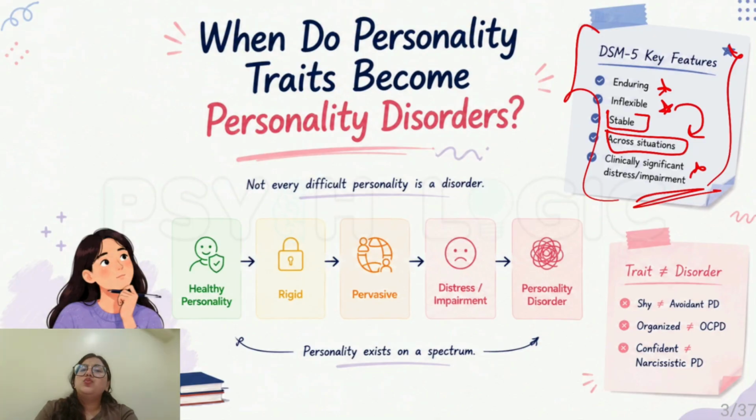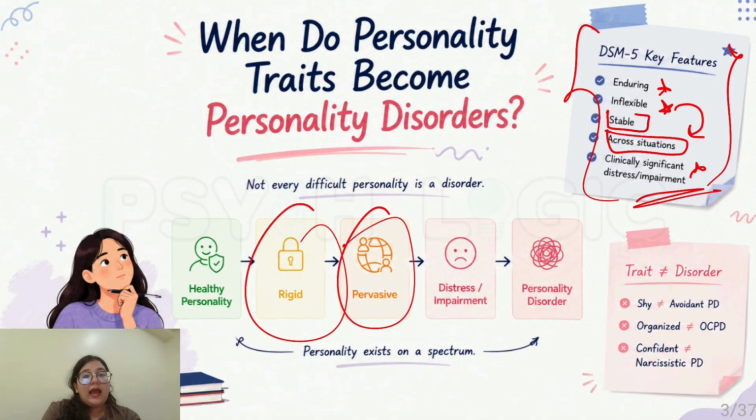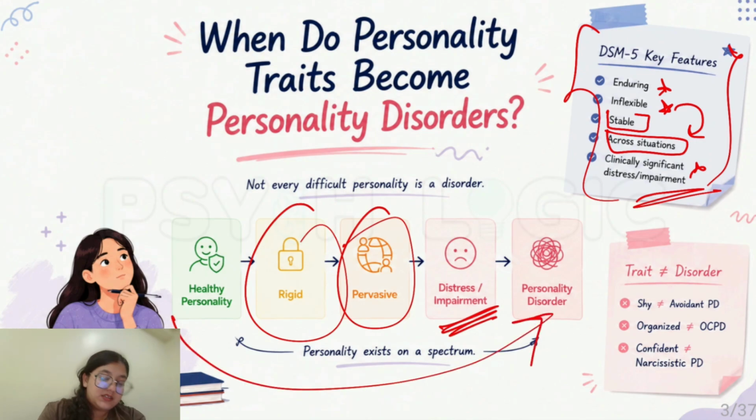Now, many students think that if someone has an unusual personality, they automatically have a personality disorder. That's incorrect. A personality disorder is diagnosed only when the patterns are persistent in nature, rigid in nature, and lead to significant distress or impairment. That is when it is diagnosed as a personality disorder. A trait is not a disorder.